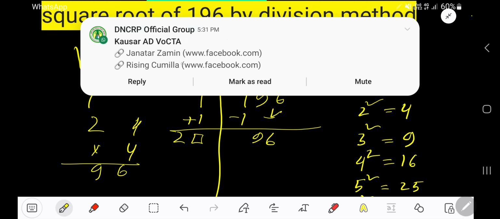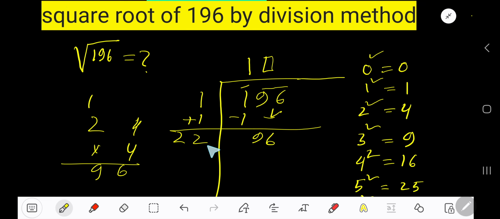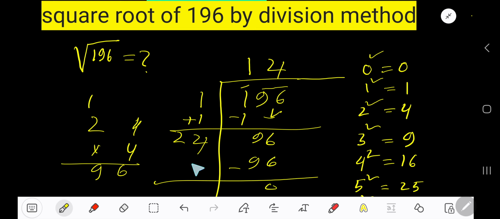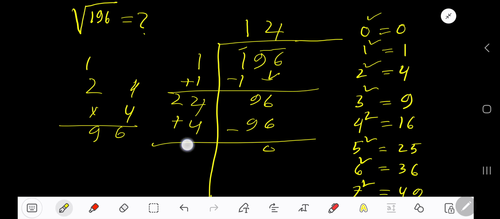So if you take 4 here, then 24 times 4 gives you 96. Subtract, you are getting 0. You have taken 4, so 4 will come here and add, 8, 2. Since our remainder is 0, we have nothing more to do.